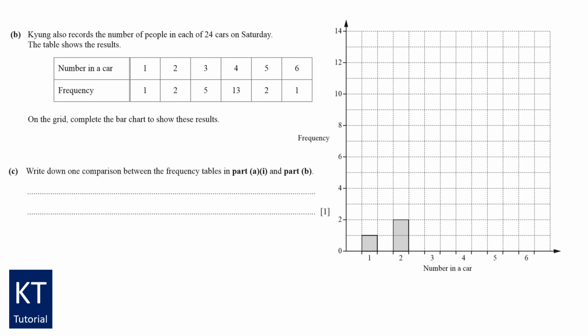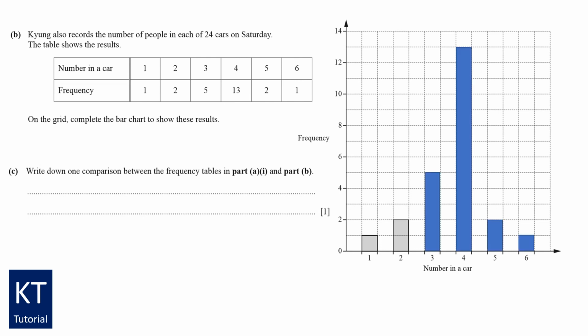Question 8b. Kyung also records the number of people in each of the 24 cars on Saturday. The table shows the results. On the grid, complete the bar chart to show these results. Here they are. Next, write down one comparison between the frequency tables in part A1 and part B. There will be many answers to this question. Here's one example.